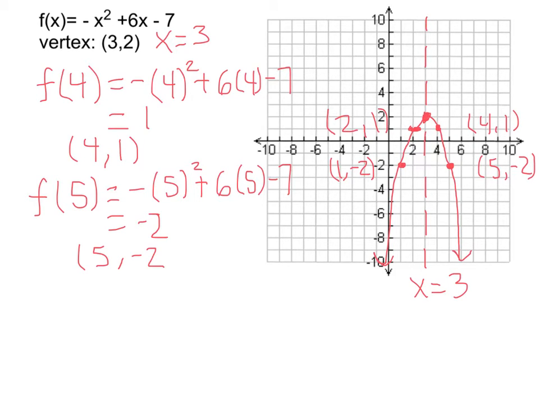Connect my points. I have my parabola. And the last thing I want you to take a look at is the way your graph opens. This graph opens down. And the reason why is the a value is negative 1. When your a values are negative, your graphs are going to open down. When your a values are positive, your graph is going to open up. We can also write this equation in vertex form.